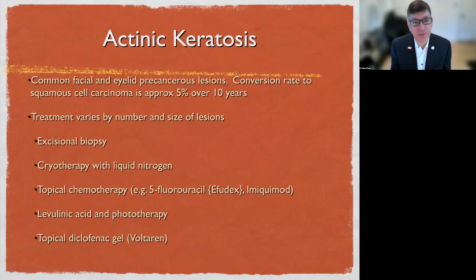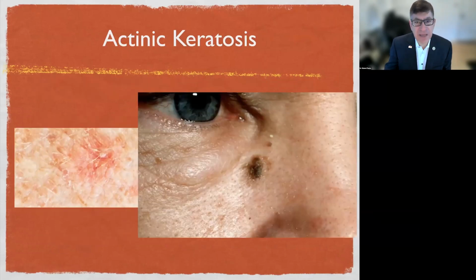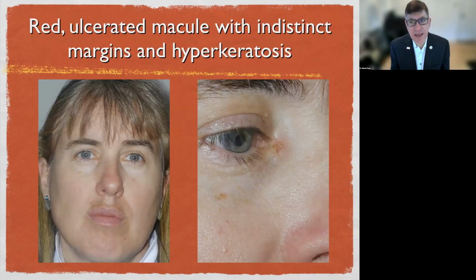Treatment varies by the number and size of the lesions. We sometimes will use excisional biopsy, cryotherapy, topical chemotherapy such as 5-fluorouracil or imiquimod, aminolevulinic acid and phototherapy, and even topical diclofenac gel. Other examples of actinic keratosis. Some of them can be pigmented, as you can see on your right. This area here at the medial canthus of this woman is a red ulcerated macule with indistinct margins and hyperkeratosis.